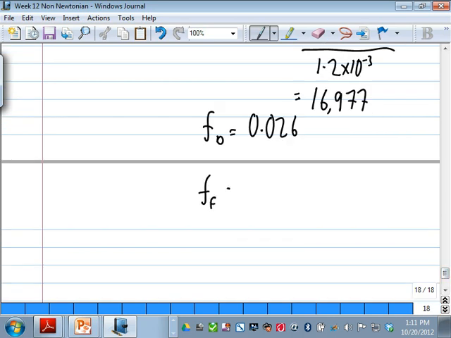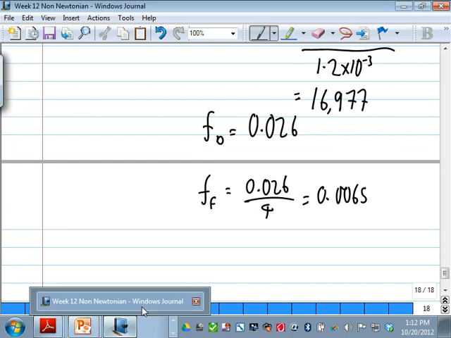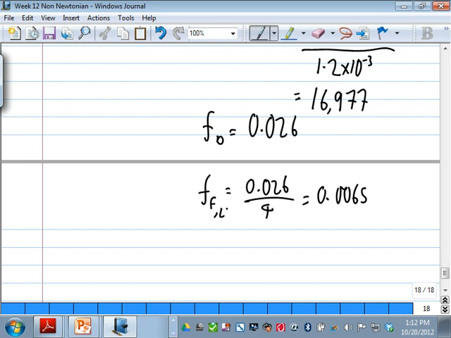F Fanning is 0.026 divided by 4. What is that? 0.0065. Okay. But that's not the end. This is F Fanning, liquid only.